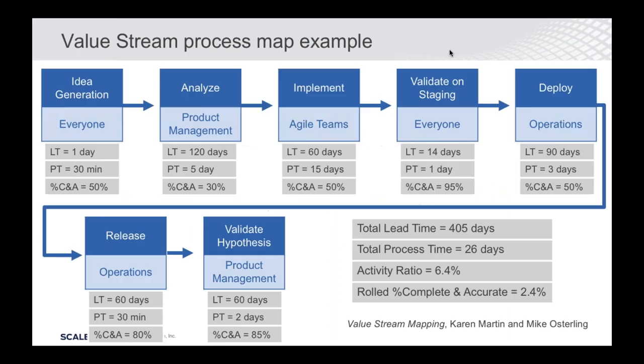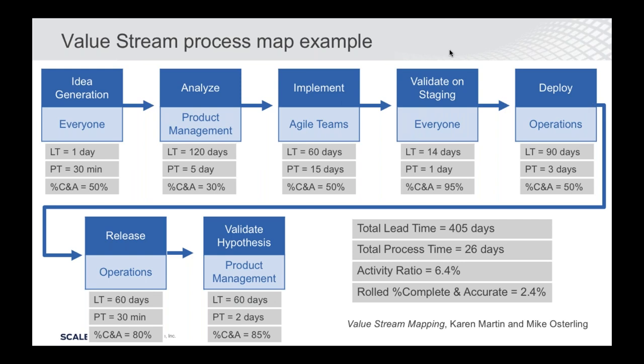What we're doing with customers is taking them through a process called value stream mapping. You start by going through what are the steps that we're going through? This is just an example. We could have an idea generation, and then an analyze step, and implement. And then we're going to validate it on staging, and then we're going to deploy it, and then we're going to release it. But validating on staging could take us a long time, because right now it's very manual, and we have to spawn up the environment, and we have to put it on there.